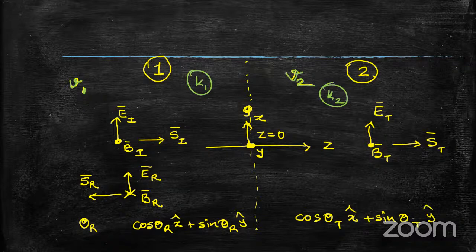Now you have one side ER, one side ET. The boundary conditions still follow, right? They are independent of what kind of things you have. So you can just compare the X component with the X component and the Y component with the Y component. And from there you can show that theta R and theta T are nothing but 0. That means the transmitted and reflected waves are in the same direction. Is this part clear?